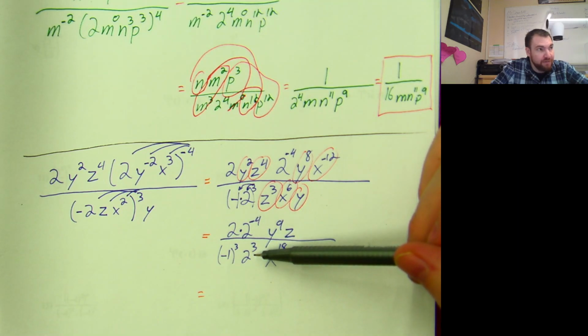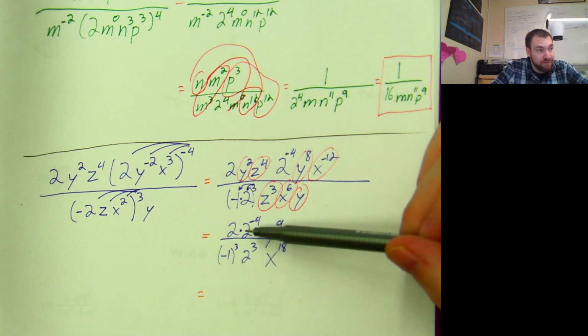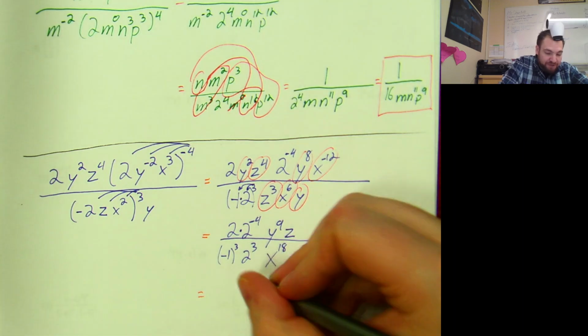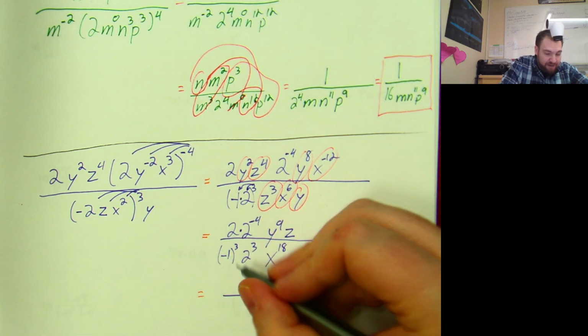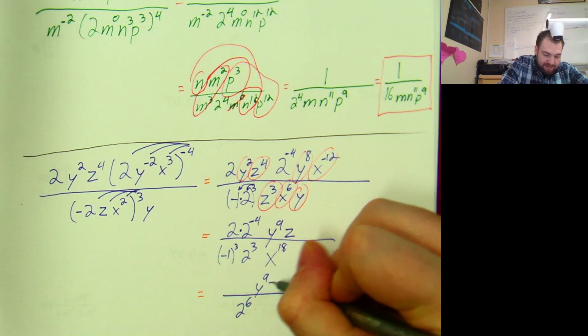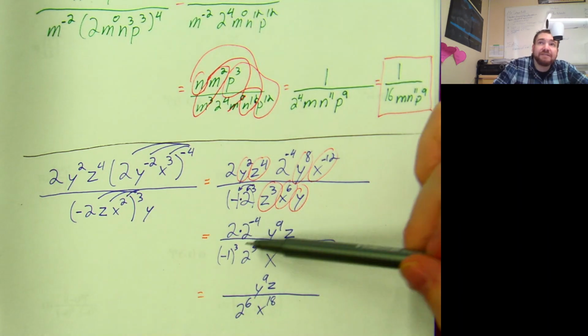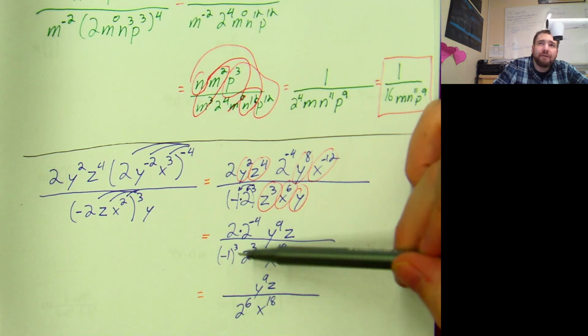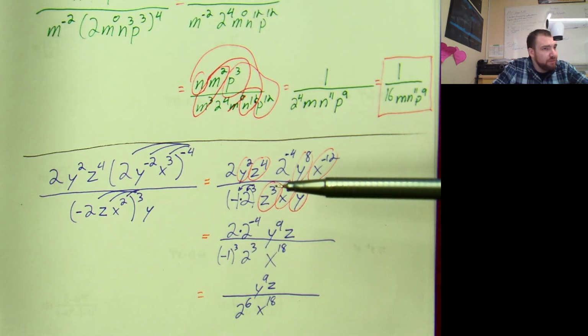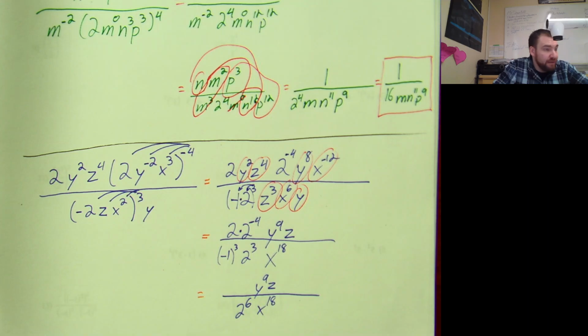Which is going to be negative 3 minus 3. It's negative 6. So then it's going to drop to the denominator, and it's going to be 2 to the 6 in the denominator. So I'll be left with y to the 9, z, 2 to the 6 in the denominator, x to the 18. What happens to this? That negative 1 cubed. Negative 1 cubed is just negative 1.